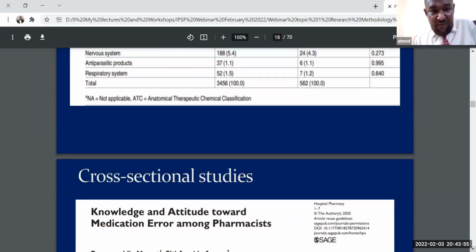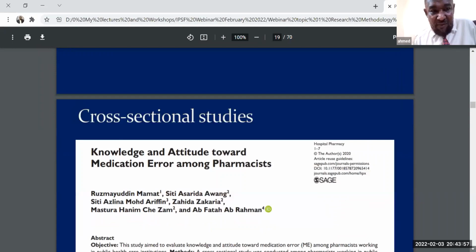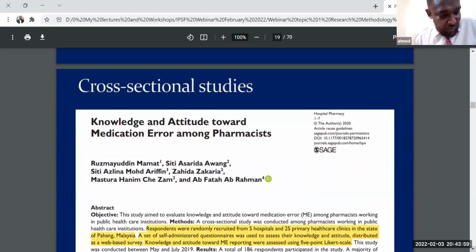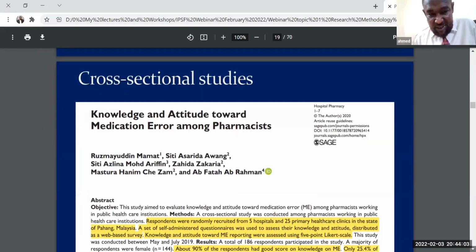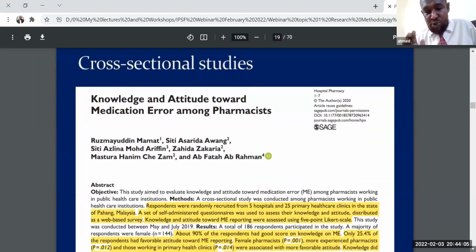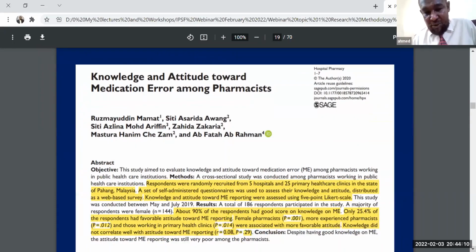Here we have another example, a cross-sectional study on knowledge and attitude towards medication error among pharmacists. This type of study is just a survey. When we come to tools used for data collection, all of those are cross-sectional, but we have different options. Sometimes we collect data from records, sometimes we make observations, and sometimes we use a survey. And here they said they use a web-based survey.